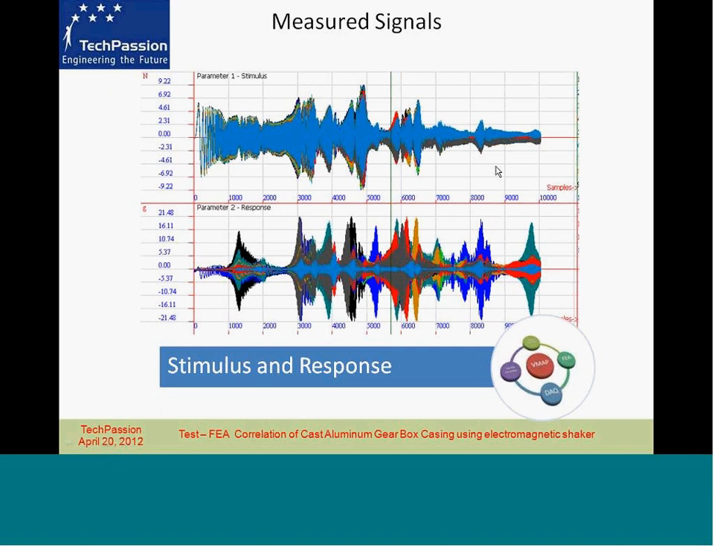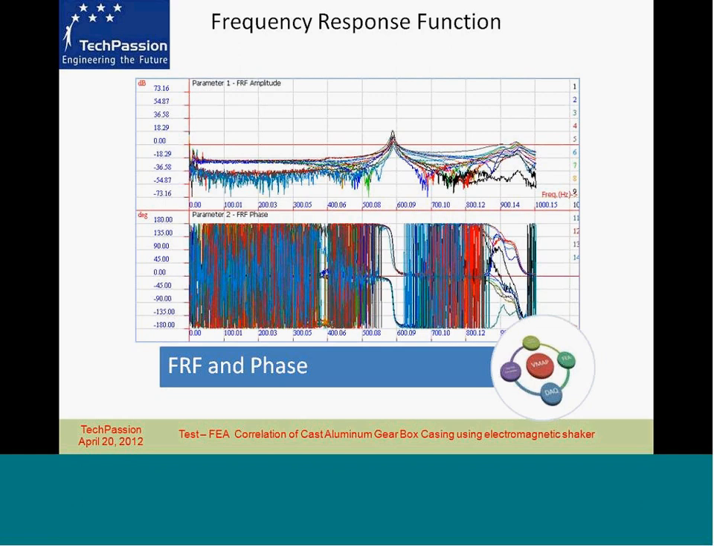So here we are looking at two plots. One plot is the stimulus, the other plot is the response. Now, this is what the chirp signal in a real test is going to look like. So, by taking the response and the stimulus signal, the frequency response function is computed. Here we have measured at nearly 10 points, and all those graphs are overlaying on top of each other for one direction. The graph on the top here is the frequency response function amplitude, and the graph at the bottom is the frequency response function phase.